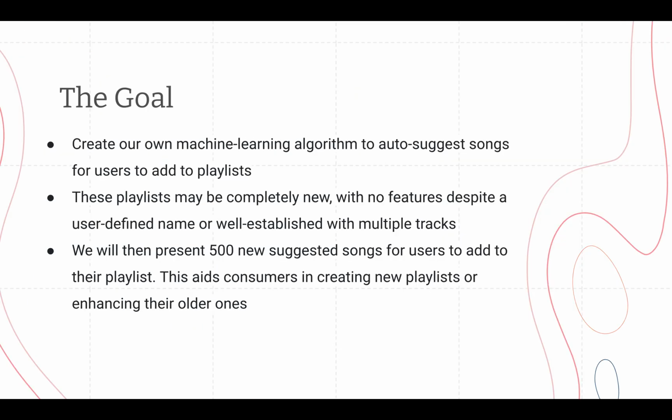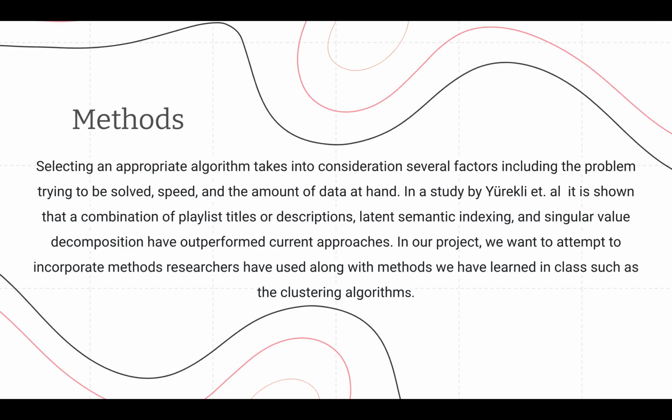So the goal here is to create our own machine learning algorithm to auto-suggest songs for users to add to playlists. These playlists may be completely new with no features despite a user-defined name, or they could be well established with multiple tracks. We will then present 500 new suggested songs for users to add to their playlists, which aids consumers in creating new playlists or enhancing their old ones.